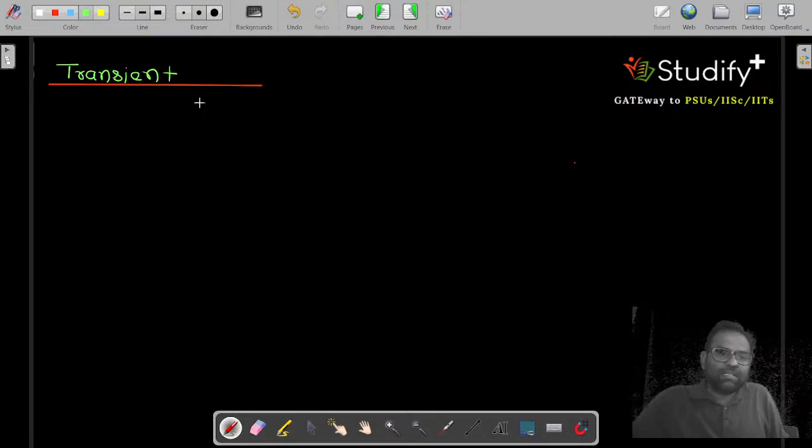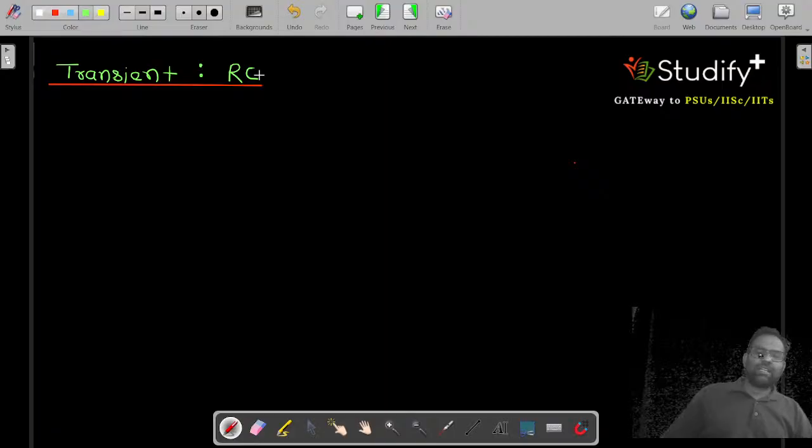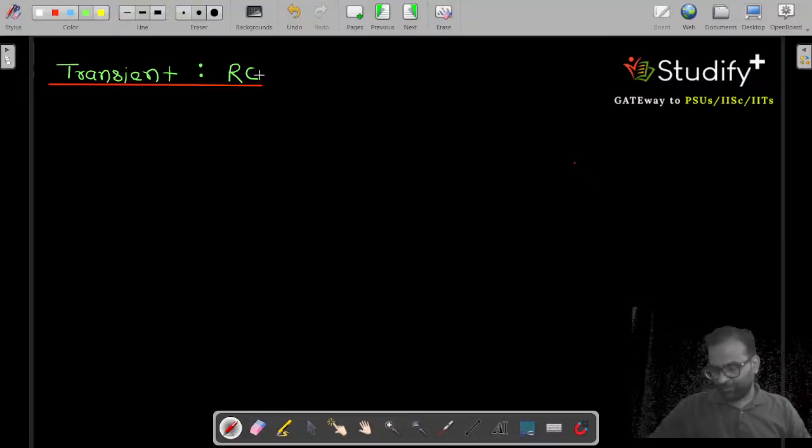In transient, we are analyzing the first order circuit, and first order circuit comes in two categories. The first one is RC circuit and the second one is RL circuit. So yesterday we talked about the RC circuit, RL circuit. Now we are talking about the RC circuit. And let's take a few more examples, a few good examples on RC and RL circuit.